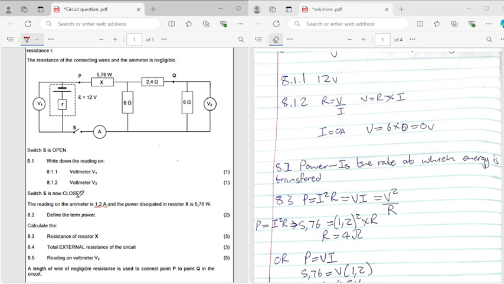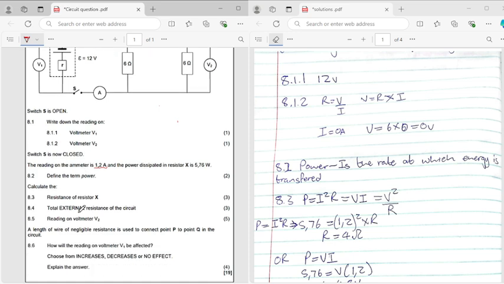That's the power. Now they say define the term power. I gave you the notes which have all the definitions that you need under circuits. Just to remind you, power is the rate at which energy is transferred. That's the definition for 8.2. Now let's go to 8.3.